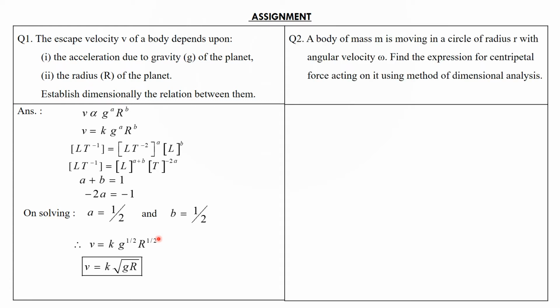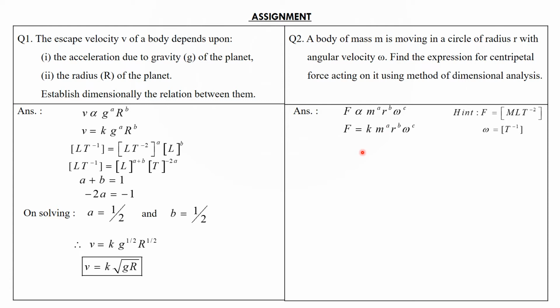or v equal to k under root of gr. Question number 2. A body of mass m is moving in a circle of radius r with angular velocity omega. Find the expression for centripetal force. Okay. So force is proportional to mass to the power of a, r to the power of b, and omega to the power of c. We remove the sign of proportionality, put constant k.